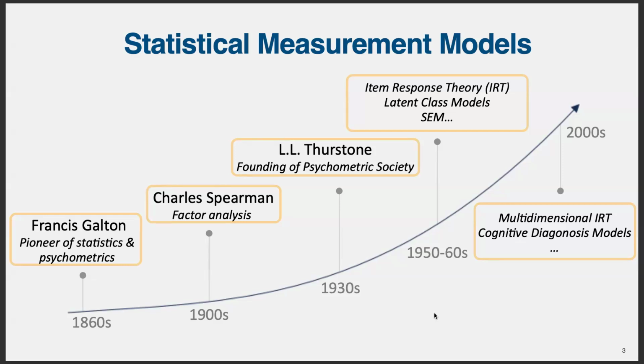With these types of models becoming more popular and many more people studying related psychometrics problems, around the mid-1930s, Thurstone and several other founders founded the Psychometric Society.